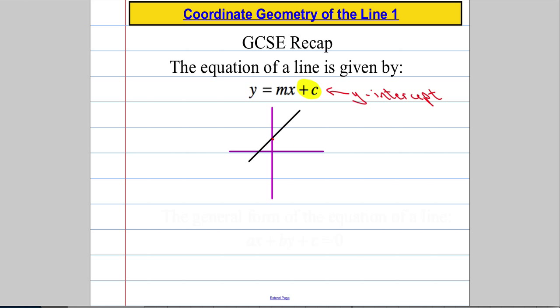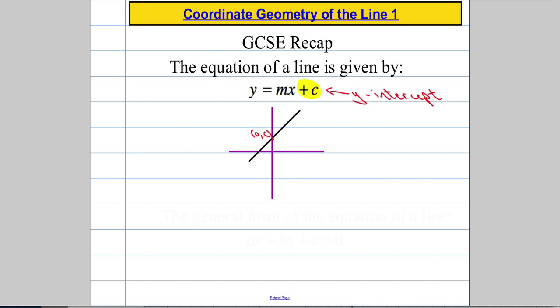So this point here is going to have an x value of 0 because it's on the y-axis, and the y coordinate is going to be some value c. So that's what the c tells us.